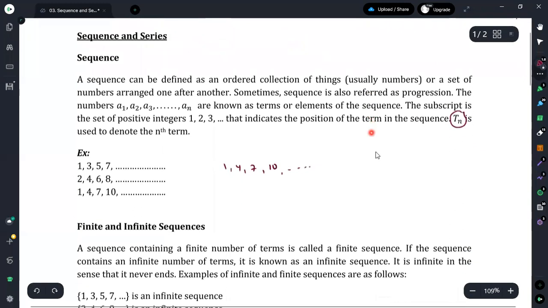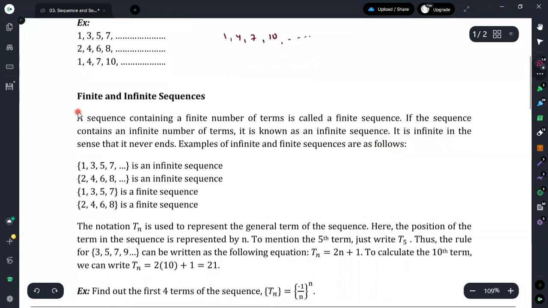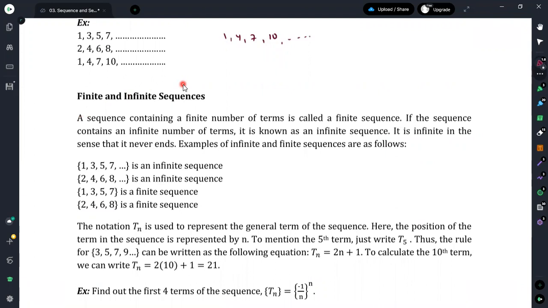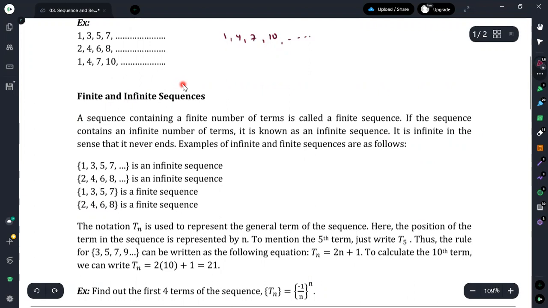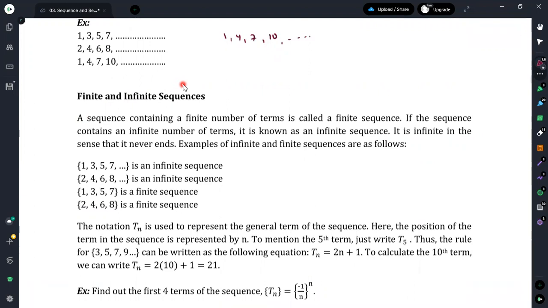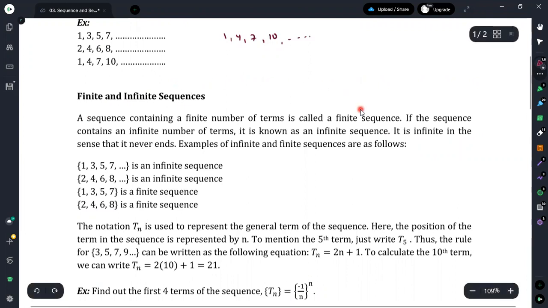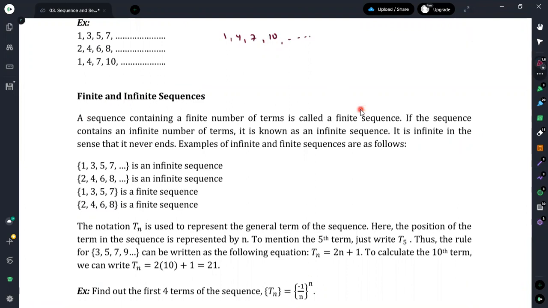When we are discussing sequences, basically we categorize them as finite sequences and infinite sequences. If a sequence has a finite number of terms, then such a sequence is said to be a finite sequence. But if a sequence has an infinite number of terms, then such a sequence is meant to be an infinite sequence.